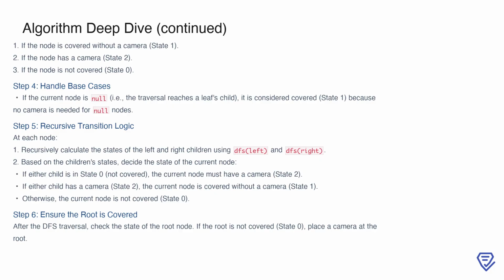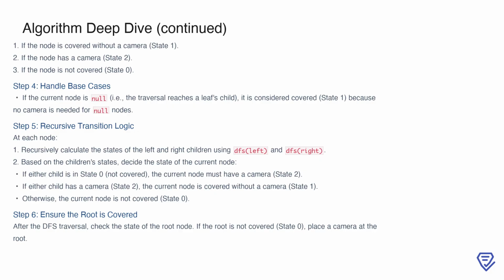At every non-null node, the function recursively evaluates its left and right children. Based on their states, the current node's state is determined. For example, if either child is not covered, state 0, the current node must have a camera, placing it in state 2. If either child already has a camera, state 2, the current node is covered without needing its own camera, placing it in state 1. Finally, if both children are covered without needing a camera, the current node remains uncovered, or state 0. This logic ensures that cameras are placed only where absolutely necessary.